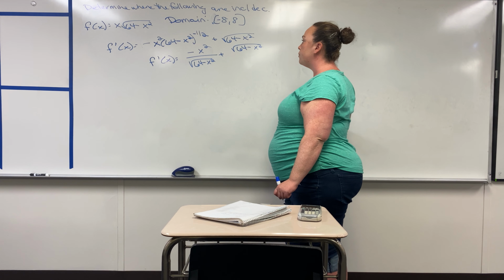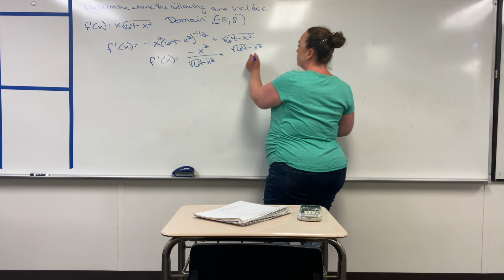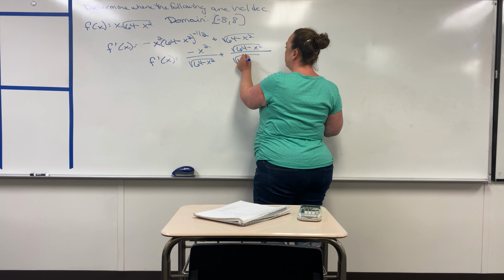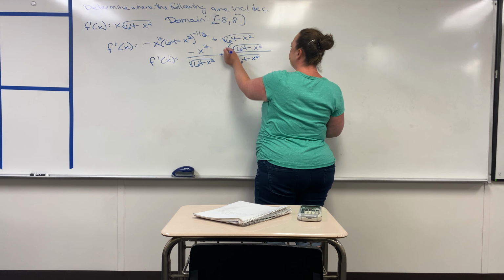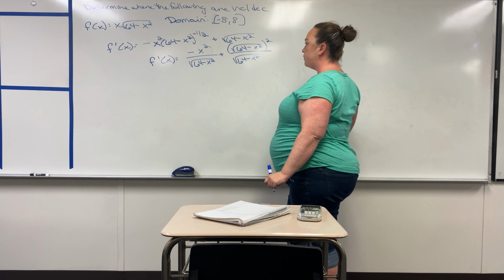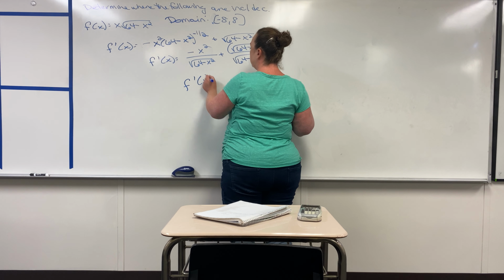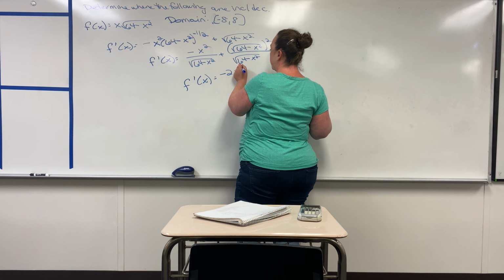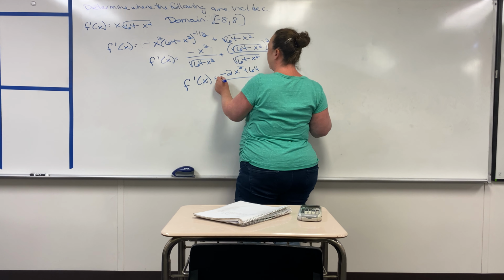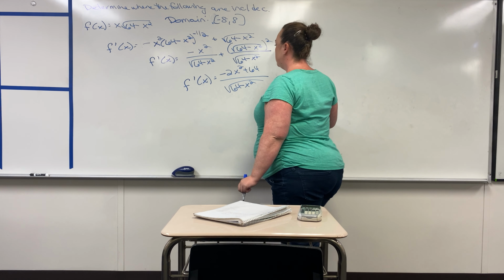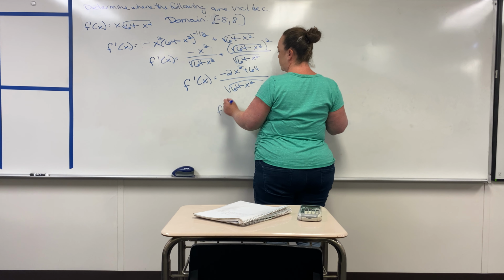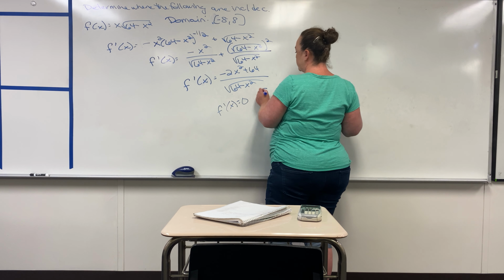So same thing. I would go through and make common denominators so that you can have one chunk of a term. I feel like it'll make it easier. So then you're looking at -2x squared plus 64 over the square root of 64 minus x squared. So then you do two things. You want to see where it's 0, see where it doesn't exist.